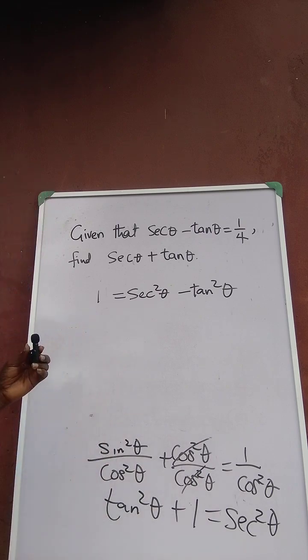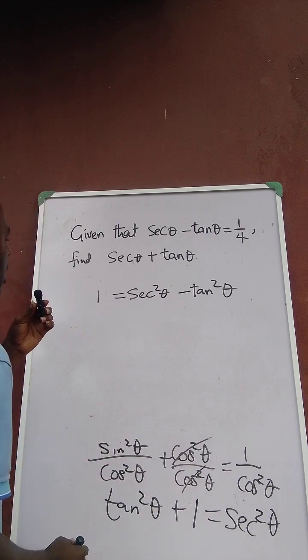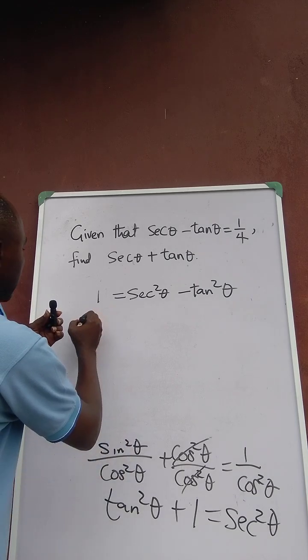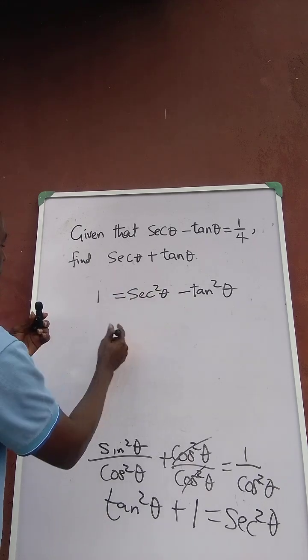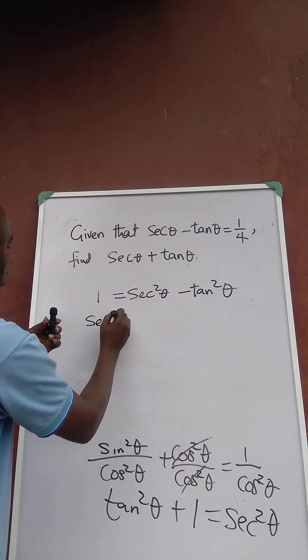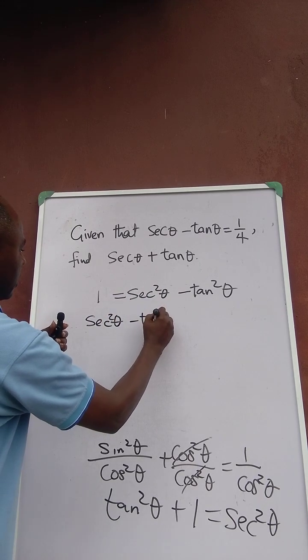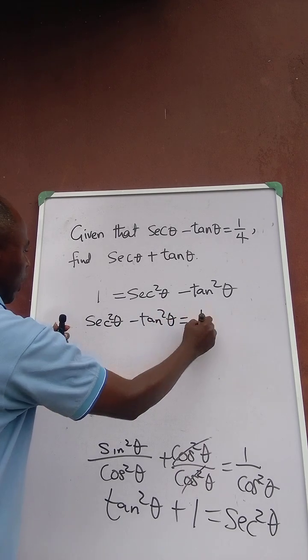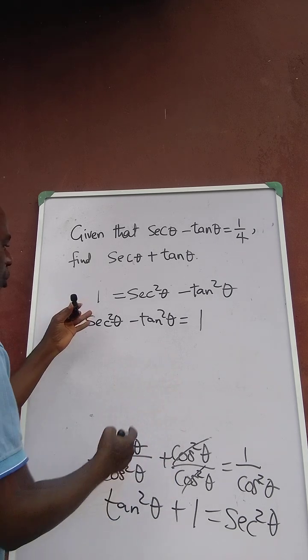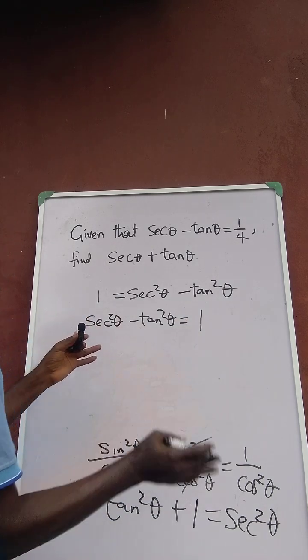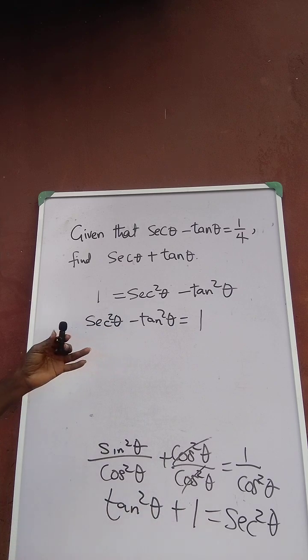Now with what I have here, I can rearrange it. I can decide to put 1 here. Anyhow I write it, it's still the same thing. Sec squared theta minus tan squared theta is 1. I'm still saying the same thing. I've not changed anything. I only changed the side, this one is now on the right side, this one on the left, but it's essentially the same thing.